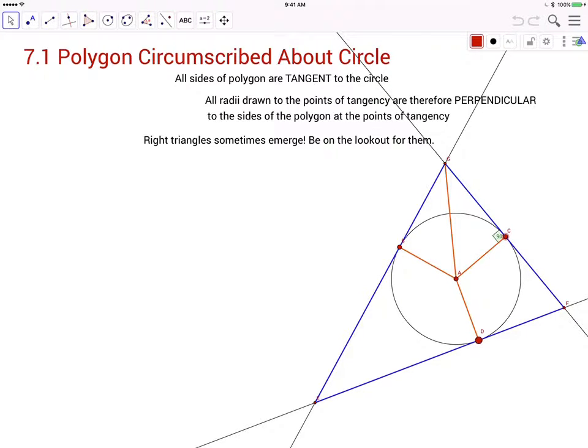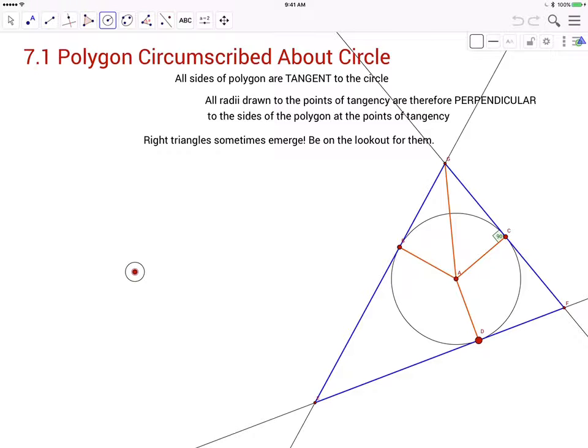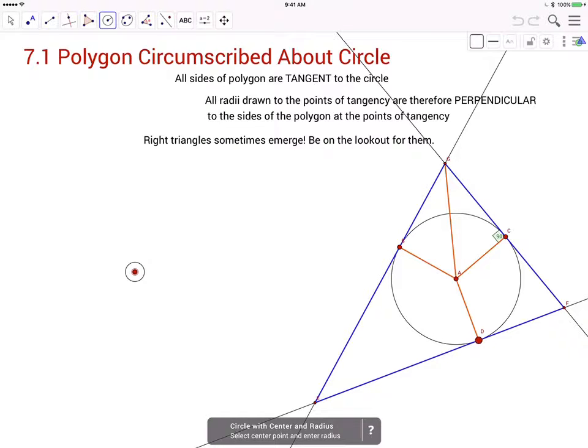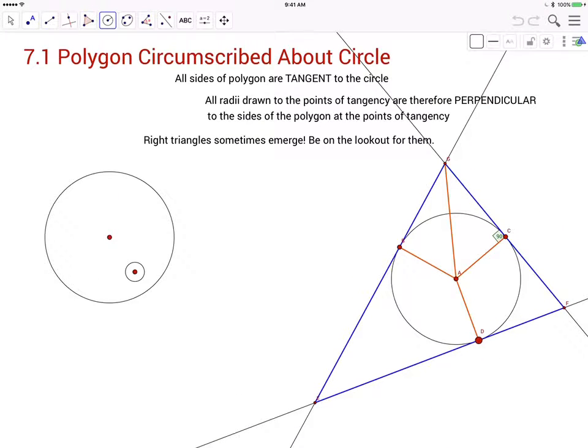Quickly, if I want to create another, it doesn't have to be a triangle. It could be any kind of, let's see, whoops, what did I do here? Circle with center and radius. I have a point. I want the radius to be 3 again, let's say. I can erase this other one because I don't really need it.